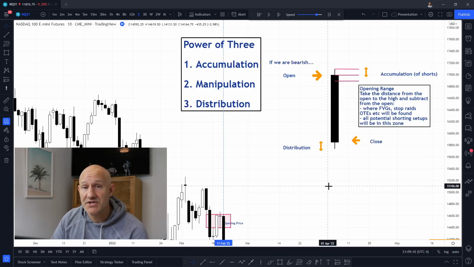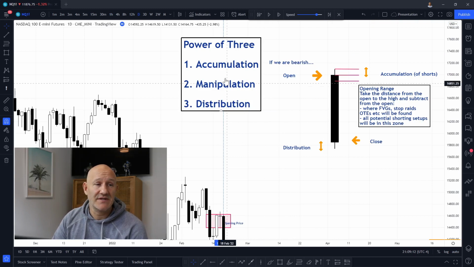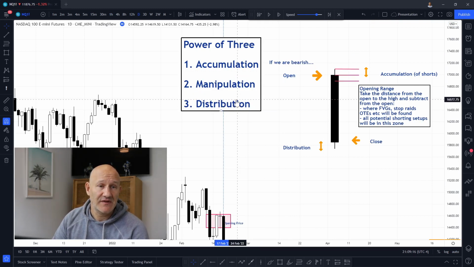So before we go on, just remember our power of three. So it's accumulation, manipulation, and distribution. So in this example, we're bearish, so we're expecting a down close candle. So we're expecting an open, a trade higher, then manipulation lower, and then distribution between the close and the low.